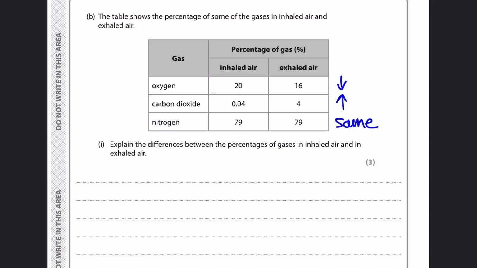Once you understand it, that sets the stage to answer the question. It says, explain the differences between the percentage of gases in inhaled air and in exhaled air. So 3 marks, guys, make it organized. 3 marks, what are they looking for? They're looking for you to explain each of these items. So just organize your answer into 3 parts. Oxygen, what happens to it? Carbon dioxide, what happens to it? And then nitrogen, what happens to it? Therefore, you make sure you get all 3 marks, get it?